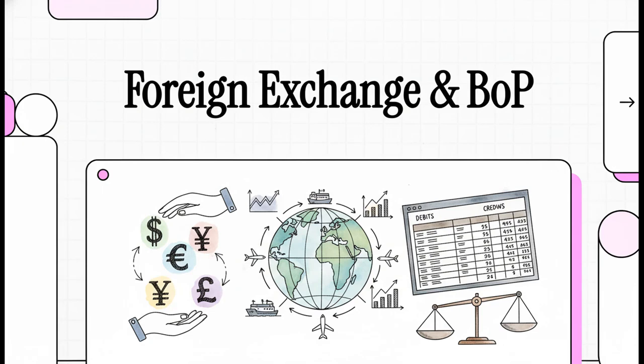All right, let's dive right in. If you've ever bought something online from another country, or maybe even just planned a trip abroad, you have personally stepped into the massive, interconnected world of international economics. Today, we're going to pull back the curtain on how all that money moves around. We'll look at how currencies get their prices and how entire countries keep a sort of financial diary of their dealings with the rest of the globe.